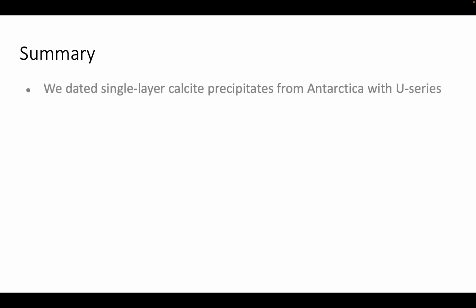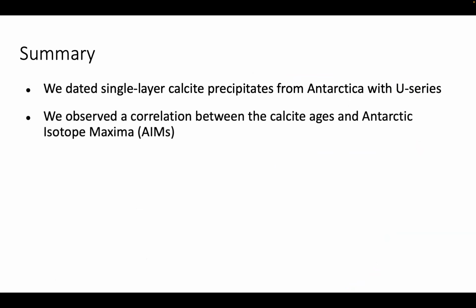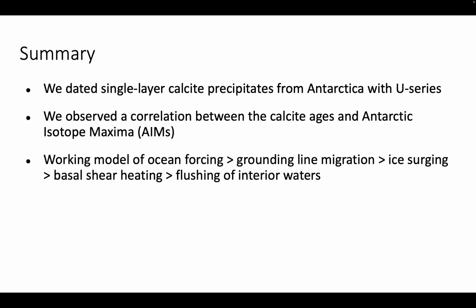In summary of everything we've talked about here today, we dated single layer calcite precipitates from Antarctica with U-series dating. We observed a correlation between the calcite ages and Antarctic isotope maxima, and then we further tested that correlation with the Monte Carlo model. Our working model of ocean forcing to grounding line migration to ice surging, which then causes basal shear heating and flushing of interior waters, is our explanation for the teleconnections to get from the AIMS to the calcites. That's all I have for you, and thank you.